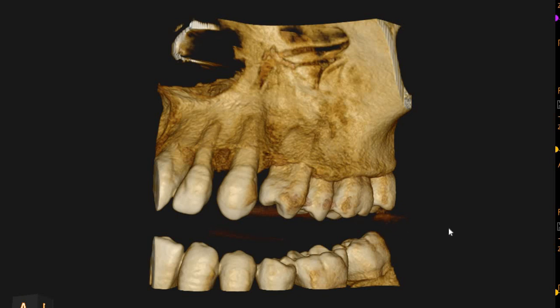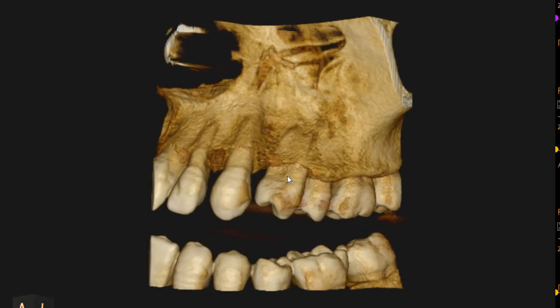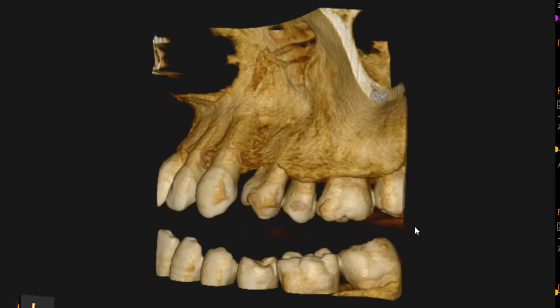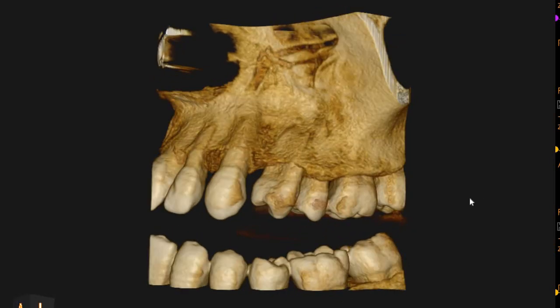This is the CBCT of the patient that you had requested. The area of interest is the upper left 4, 5, and 6. On the 3D rendering, we will try to observe cracks, PDL widening.